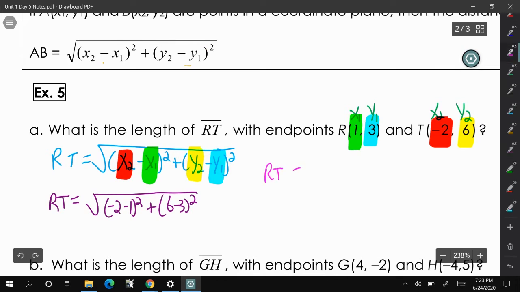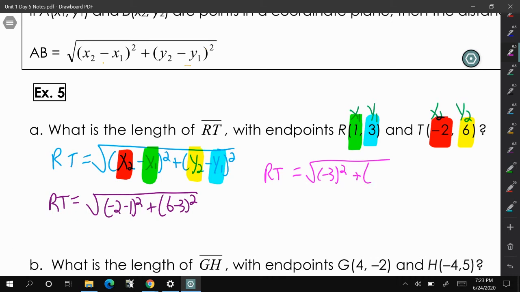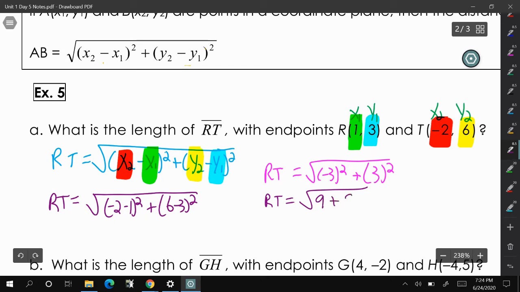So then RT is equal to -2 minus 1 is -3. So we get -3 squared plus 6 minus 3 is 3 squared. -3 squared is 9, and positive 3 squared is 9, so RT is equal to the square root of 9 plus 9. RT equals the square root of 18.